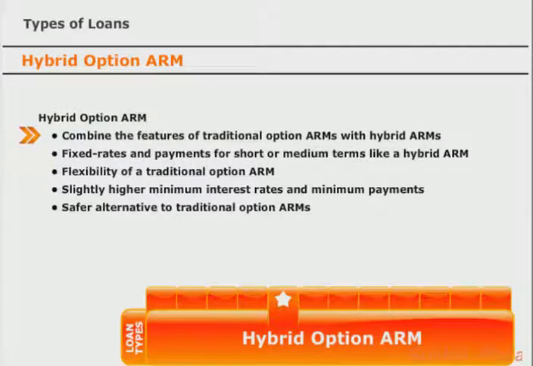Hybrid option ARMs combine the features of traditional option ARMs with hybrid ARMs, offering fixed rates and payments for short or medium terms like a hybrid ARM, giving the borrower more predictability and safety while retaining the flexibility of a traditional option ARM. These loans generally feature slightly higher minimum interest rates and minimum payments, leaving less chance for insurmountable negative amortization. Their fixed rates are built-in safety nets for borrowers, making them a safer alternative to traditional option ARMs.